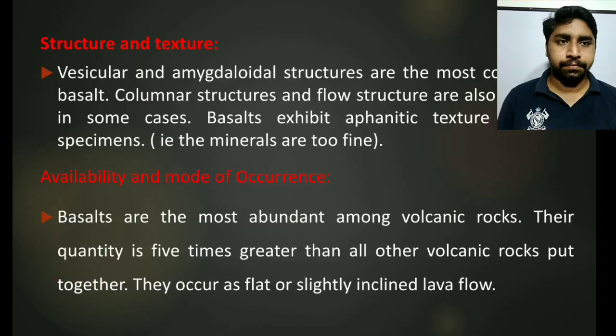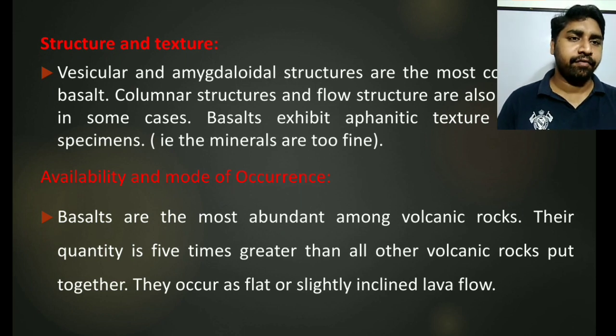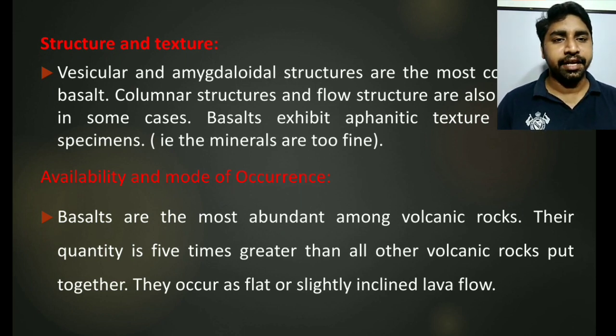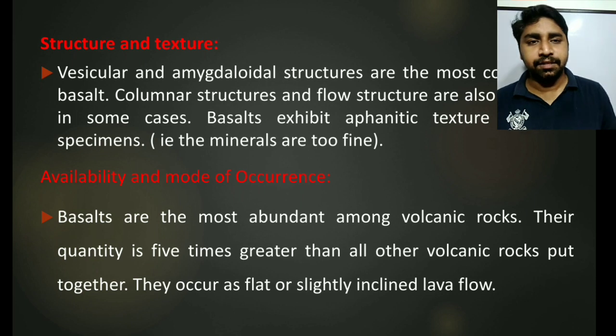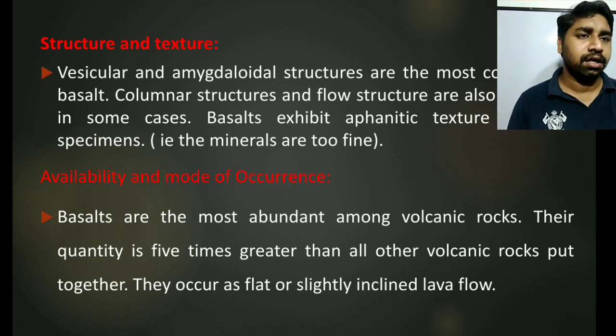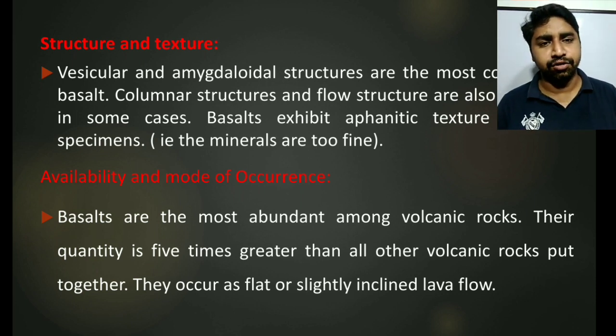Then coming to availability and mode of occurrence. Basalts are the most abundant volcanic rocks. Their quantity is 5 times greater than all the other volcanic rocks put together. So they are more plentifully available. These basalts are more abundant among the volcanic rocks, among the igneous rocks.